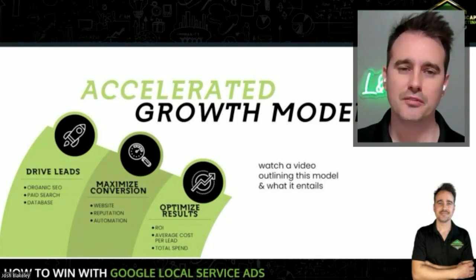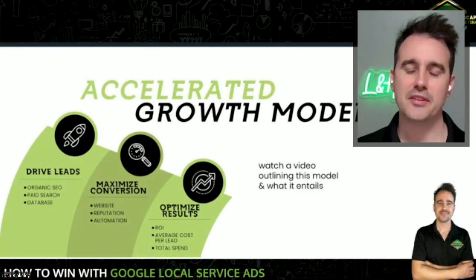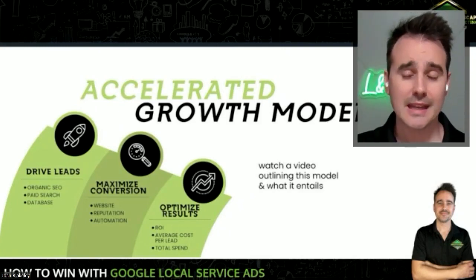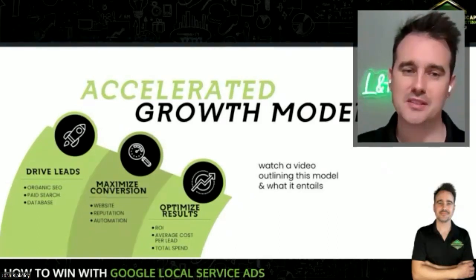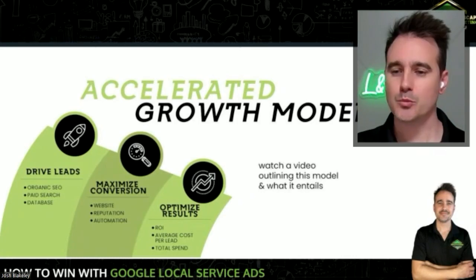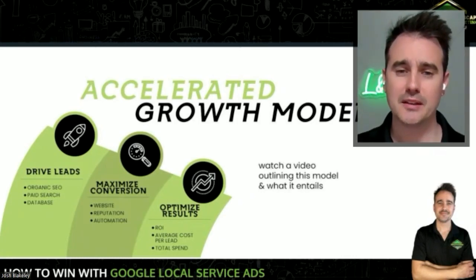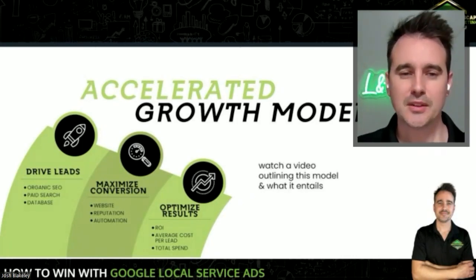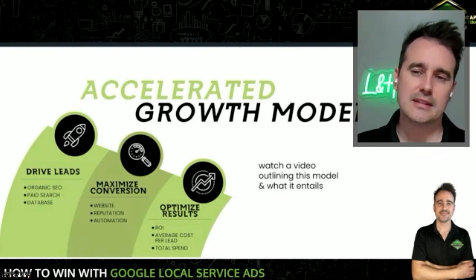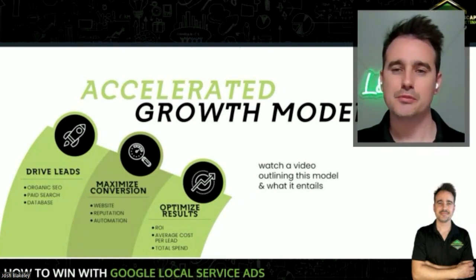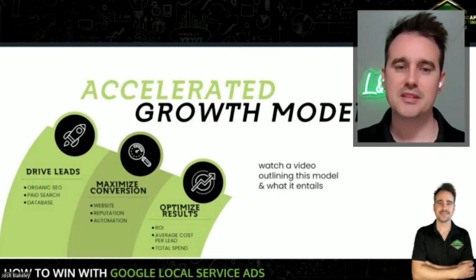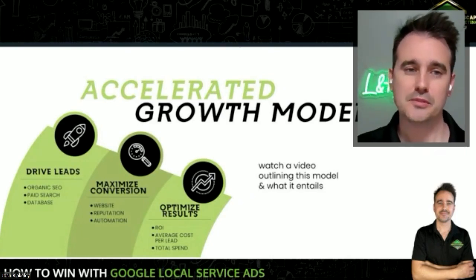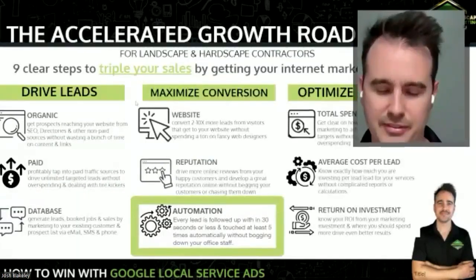The next step of this model is the maximized conversion side of things. It has all to do with your website, your reputation online, and what automations and systems you have in place. At each step of the way, we've been sharing content, and I've been putting on webinars covering these different topics, so you can go back and take a look at some of them if you want. And then the last step is all about optimizing those results when they come through, getting the best return on investment possible, looking at what your average cost per lead ends up being across all your channels and your total spend. So that is the outline of things.